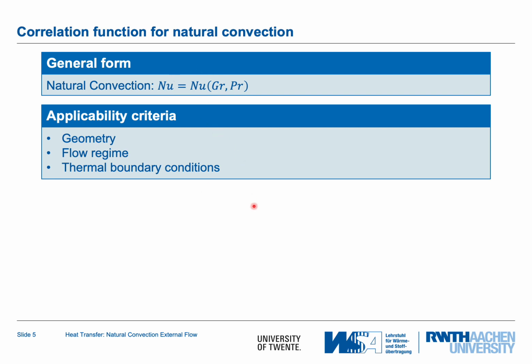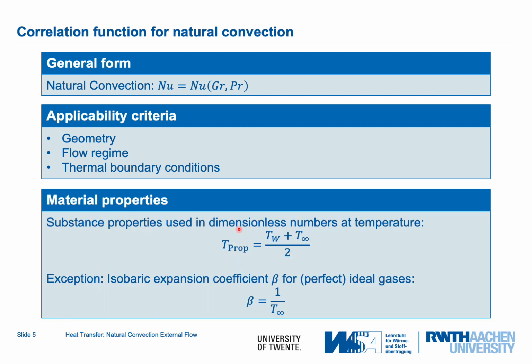Nusselt is a function of Reynolds and Prandtl. When you are trying to predict heat transfer in a certain case for an engineering application, then it is of course important that you use the right correlation for the case that you are considering. In the dimensionless numbers, material properties appear, for example, the density or the viscosity. These properties are evaluated at the average temperature, the average of the wall temperature and the temperature at infinity.